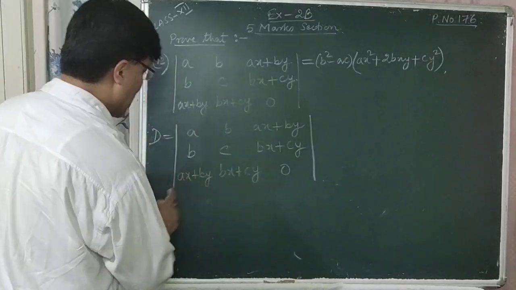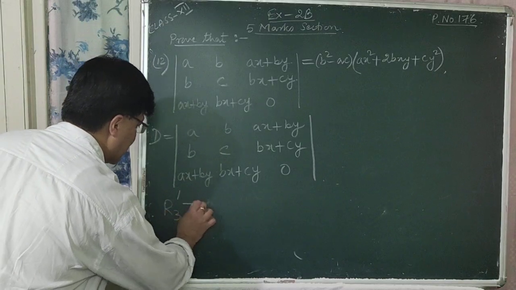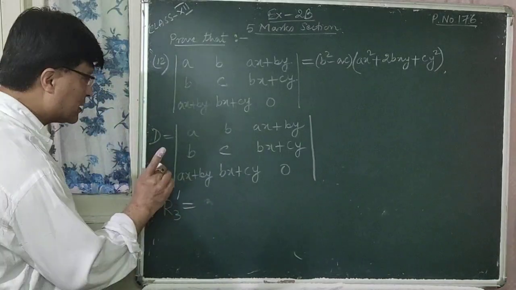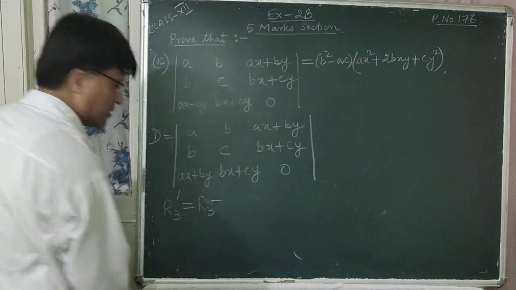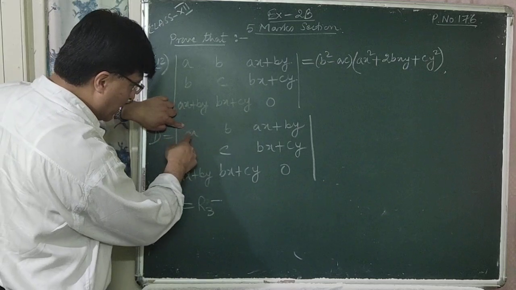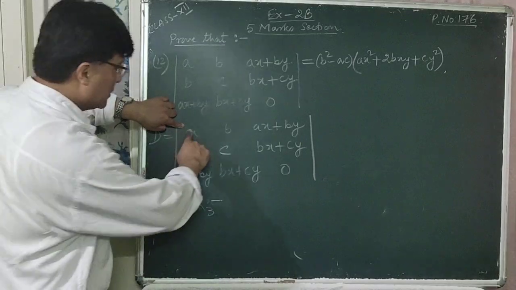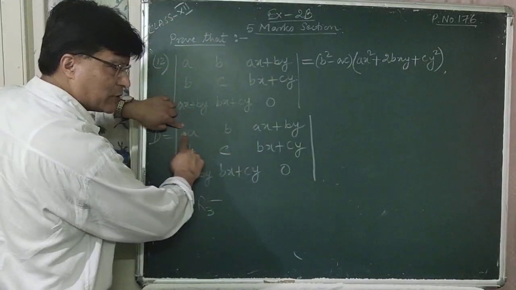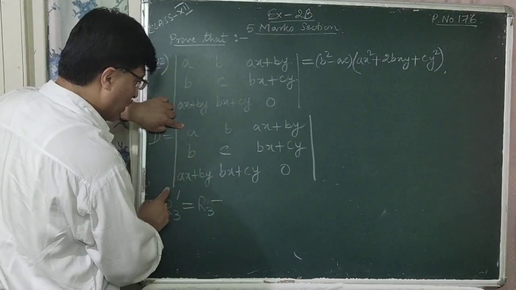How is the property used here? R3 dash is equal to R3 minus. Now I told you that you have to multiply by x. If you multiply by x, you have to multiply the whole first row, that is all the elements of the first row, by x. That means what will you write here?